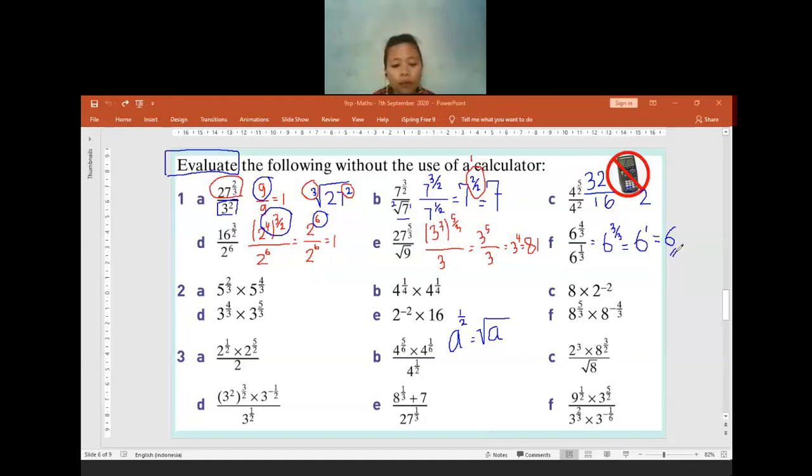Is there anyone who gets confused so far? Or maybe my explanation is too fast? Is there anyone having any confusion? Hello? No, teacher. Okay, if no confusion, let us move to the question 2. Let me know whenever you have any confusion, yeah?